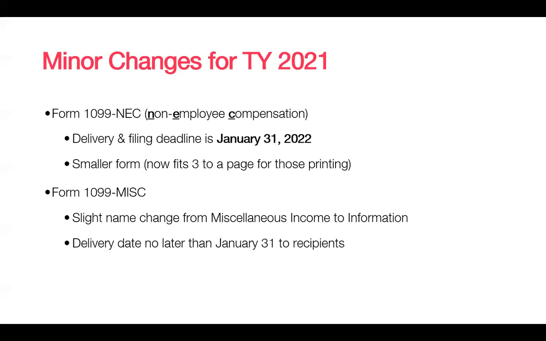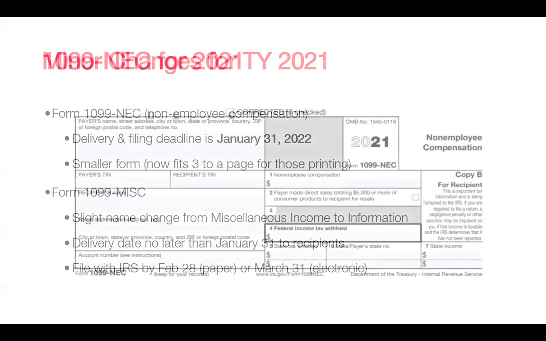And also, just as a reminder, the delivery date on that for recipients is January 31st, but depending on whether you're filing electronically or by paper, your deadline to get the filing in is a little different. For paper, it's February 28th, and for electronic, it's March 31st. To make that simple, I would say January 31st. Just get it all done by January 31st. Makes it a lot easier.